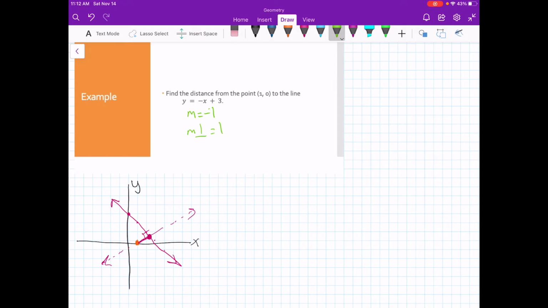Then we do the same thing, so y minus y1, which is 0, equals m times x minus x1. Or whoops, I can even fill in numbers. So we have m is 1 times the quantity x minus 1. Well, y minus 0 is just y, and then we get x minus 1 when we distribute. So this is the line y equals x minus 1.